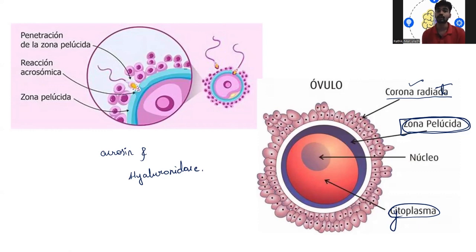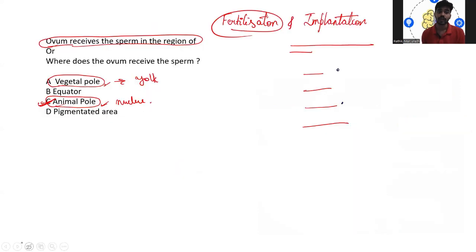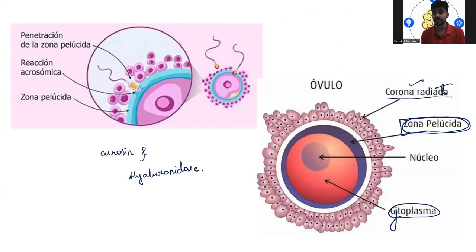Clear. So what could be the answer? The sperm first encounters the zona pellucida region, and the acrosome releases some enzymes. Based on that, those enzymes help the sperm enter into the ovum. Clear. In the animal pole region, we will see the nucleus of the mother cell.